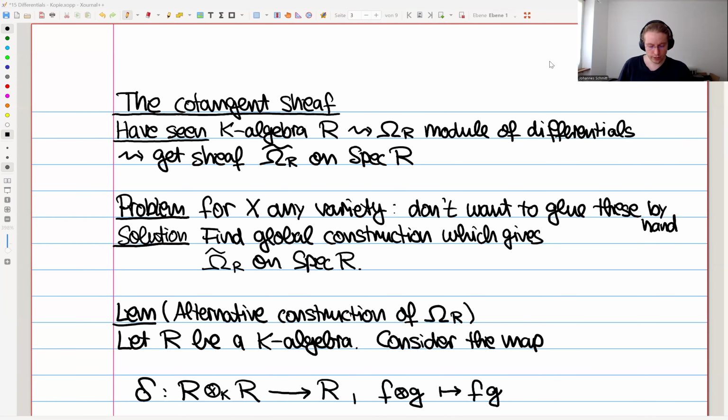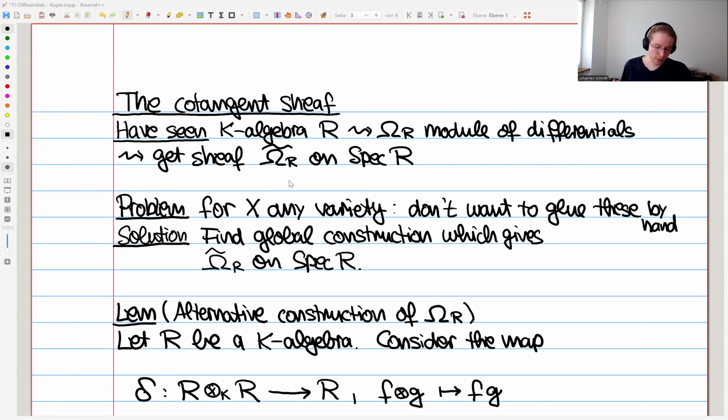Previously, we saw that for a K-algebra R, we got an R-module, which is the module of differentials of R over K. And then we obtain a sheaf on Spec R just by putting the tilde over this. And we already saw this has some promising properties. So for example, its fiber at a given point is just the cotangent space to that point in the variety.